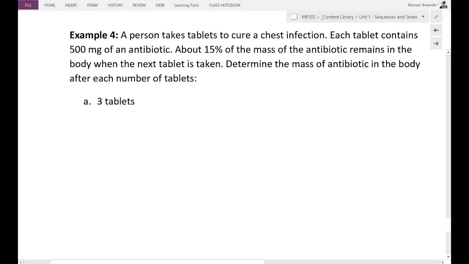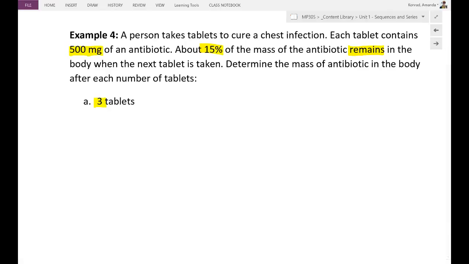What kind of information do we have? Always start with that. I'm going to pick out 500. Maybe I'm going to even include the milligrams because it's a word problem. 15% remains, so that means that's all that's left. And in our particular example for part A, we're looking at 3 tablets.